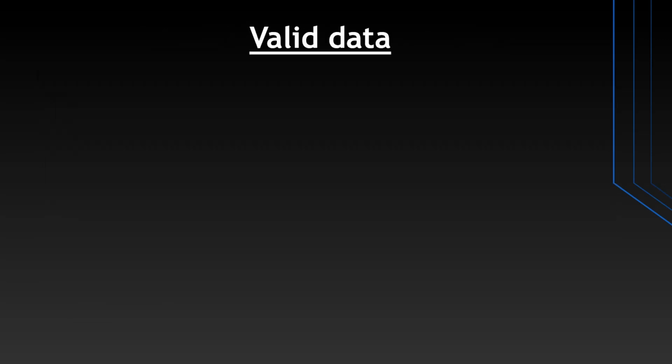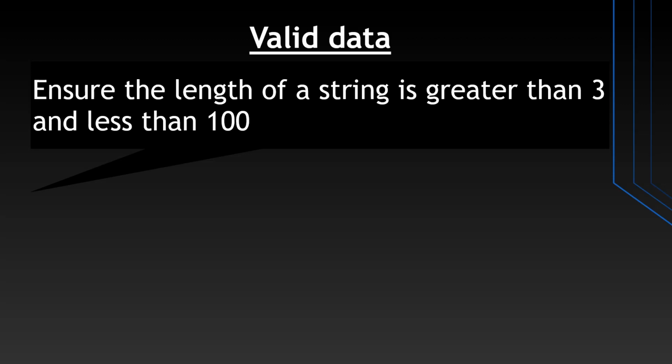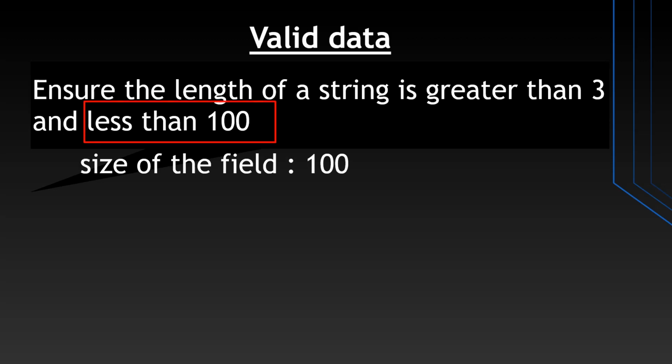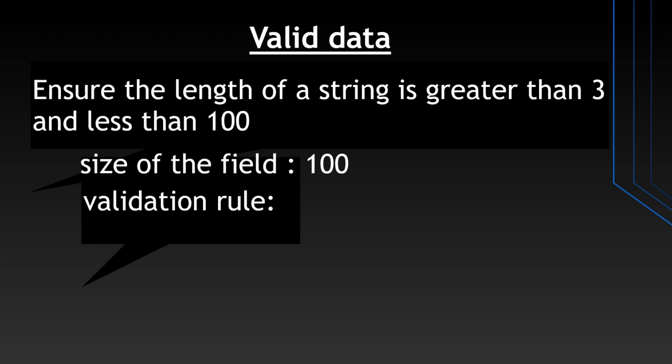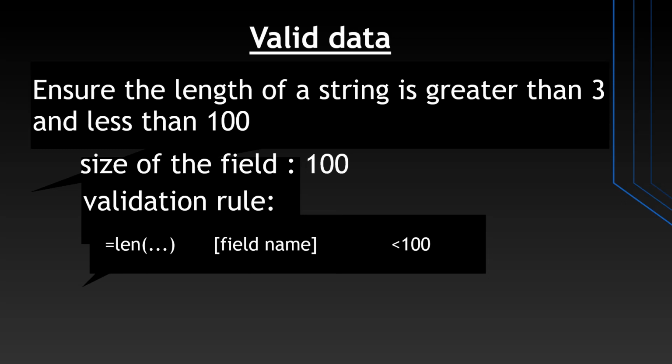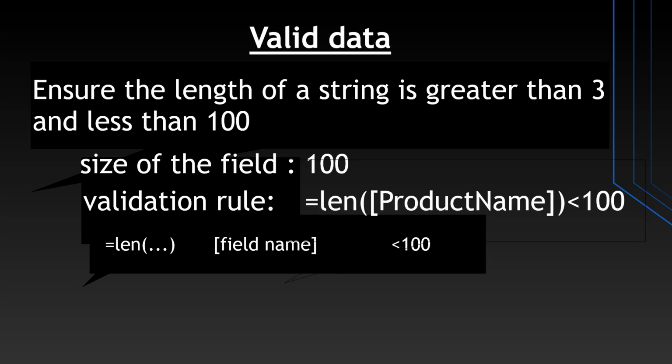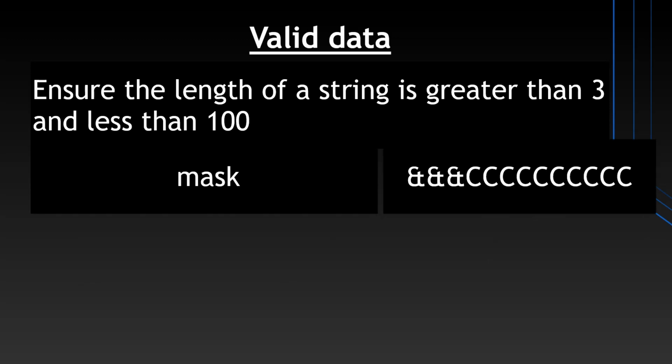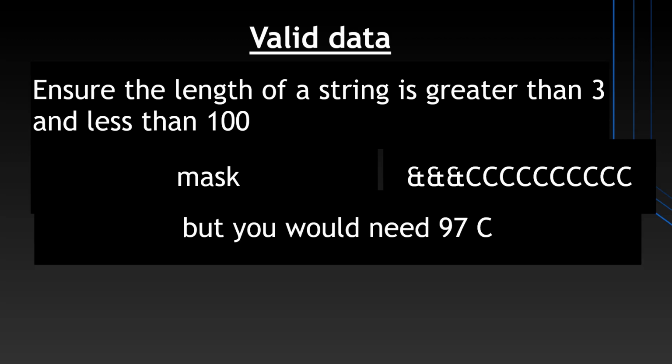For some things there are multiple ways of doing things, for example to make sure the string has a length greater than 3 and less than 100. You could use a combination of field size equals 100, to deal with the less than 100, and a validation rule which uses a function for the length of a string, a field name, which is always in square brackets, and less than 100, to get a validation rule, equals Len field product name is less than 100. Or you could use a mask. The ampersand character is for a letter, digit or space, and it is required, and the C is an optional letter, digit or space. But you would need 97 Cs.